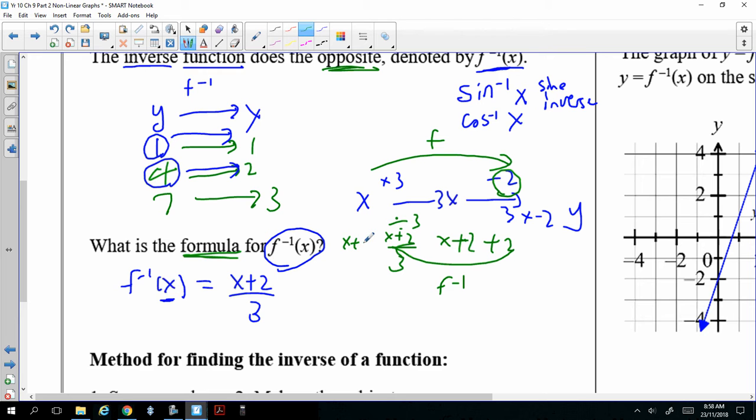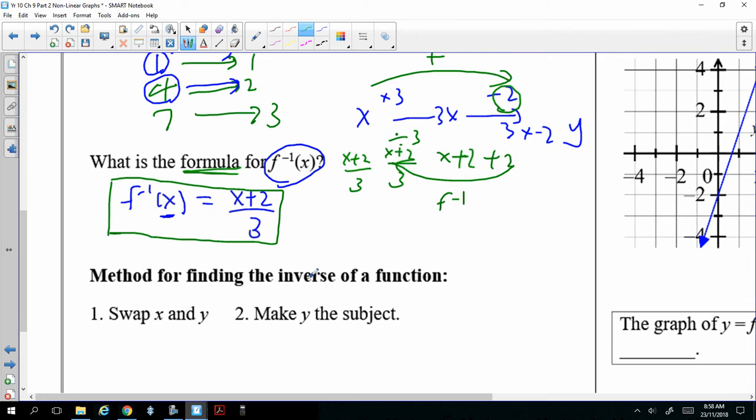Okay, right? So now we have a formula, but that's a lot of effort to get that. Maybe we can streamline this process. And the question is, how do we do that? It's pretty easy. All we have to do is swap x and y and make y the subject. So we start with the function. This is the function, 3x minus 2. And all we have to do is call that y.